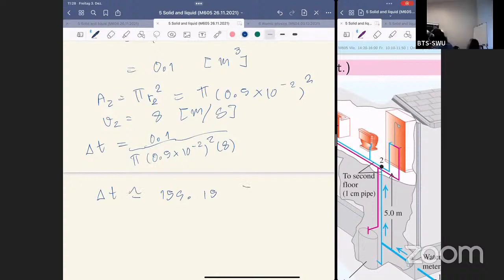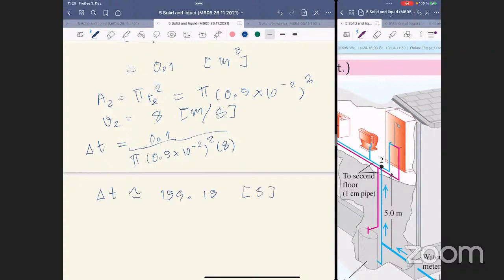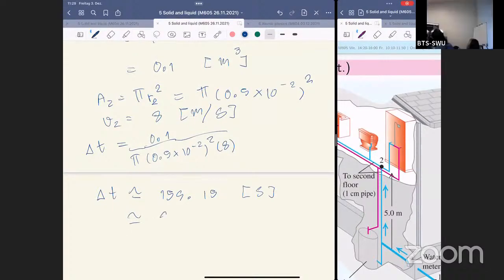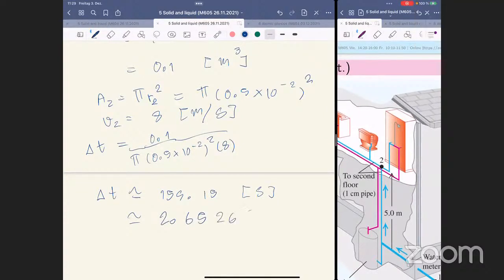And the unit in SI is second, right? If you want to know it in minutes, divide by 60 seconds. It's around 2.65 minutes. All right, and that's it for this example.